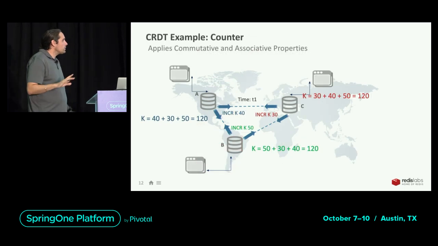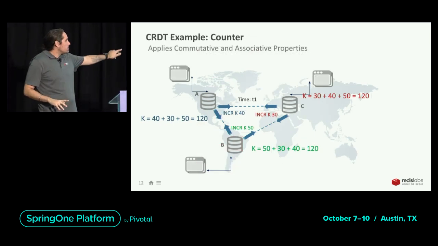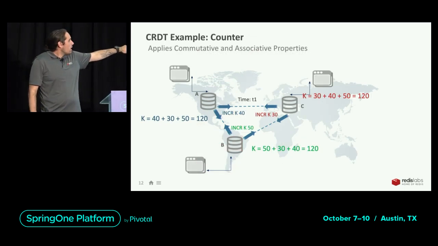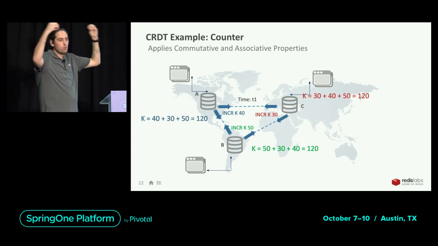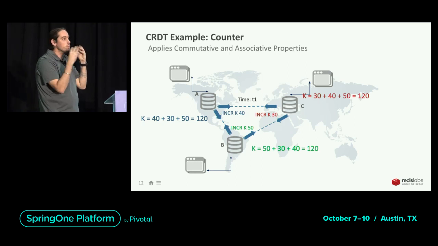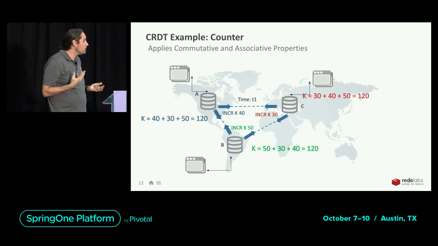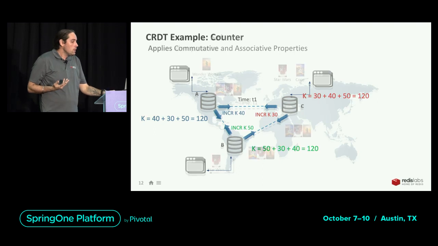Starting out with counters, because they're the simplest, you can see here we're doing addition, incrementing by 40 in North America, incrementing by 30 in Europe, and then incrementing by 50 in South America. We're sending those deltas across, and eventually they will all converge to the same value, right? So you don't have to worry about the conflicts there. That one's really straightforward.